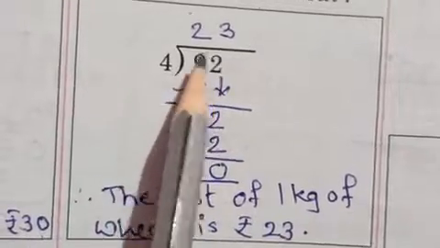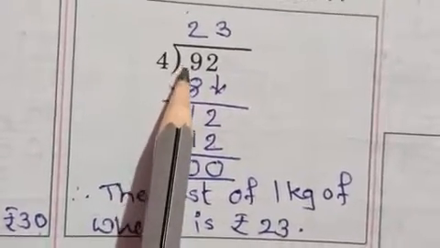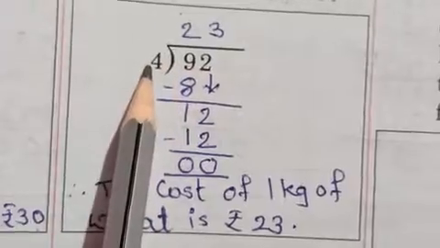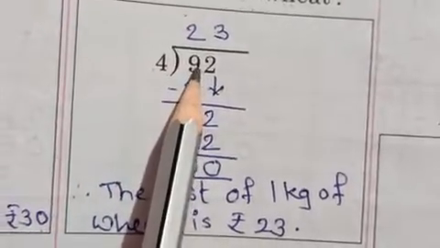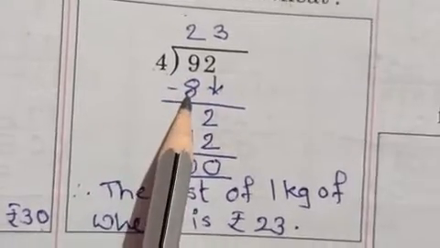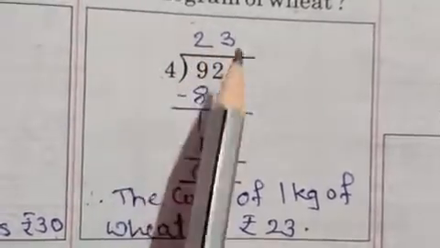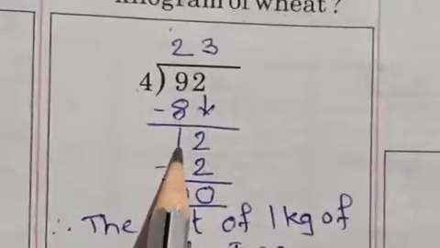Okay, so we will divide it. What is the first number? 9. 9 is greater than 4. Yes, you have to see the number which is coming in 4's table, which is divisible by 4 and which is less than 9. So 4 2s are 8. So 9 minus 8 is 1.